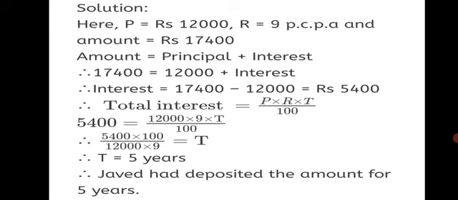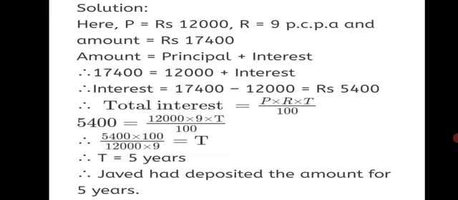Now we will use the formula for total interest, which is equal to P into R into T upon 100, and substitute the values. Total interest is 5,400, which is equal to principal 12,000 into rate of interest 9 into T. We don't know T, so we keep T as it is, upon 100. Now, keeping T on one side, shift all the other values to the other side. So you get T is equal to 5,400 into 100 upon 12,000 into 9.